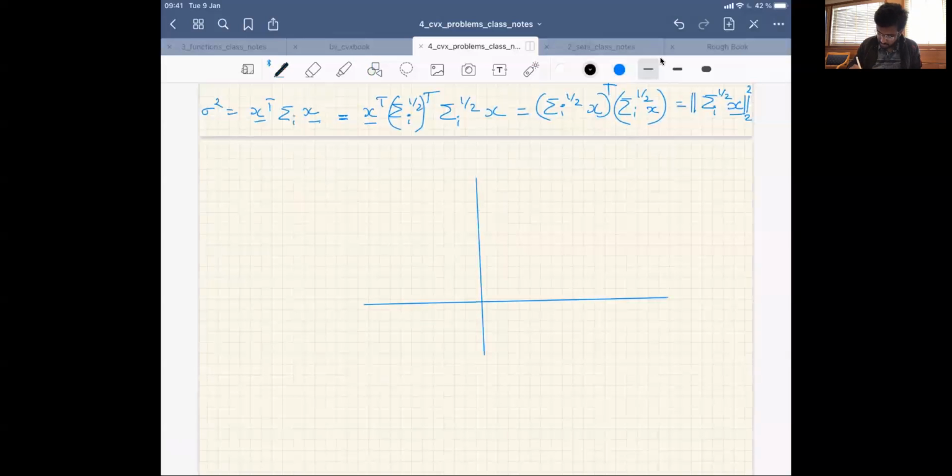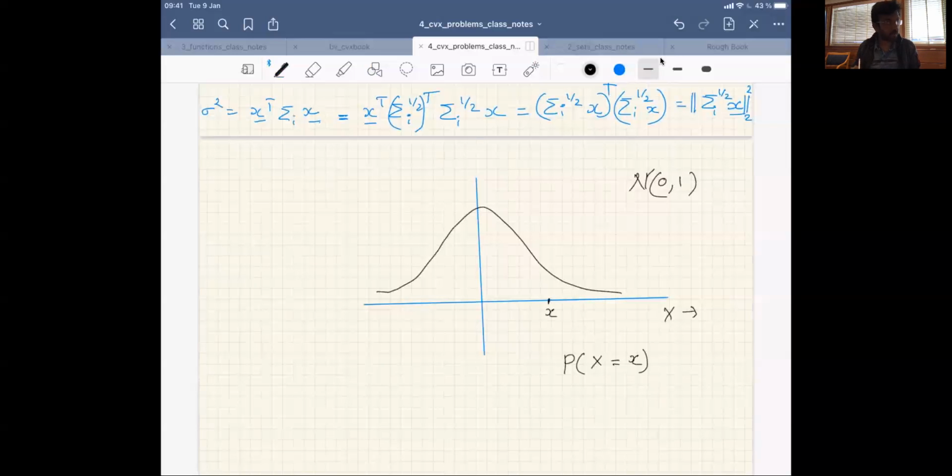Let's say you have a PDF like this, a Gaussian PDF. So this is the random variable here. What is the probability that the random variable x takes a value, let's say at this point x? What is this probability? It is basically 0. Yeah, that's correct. It is 0 actually.